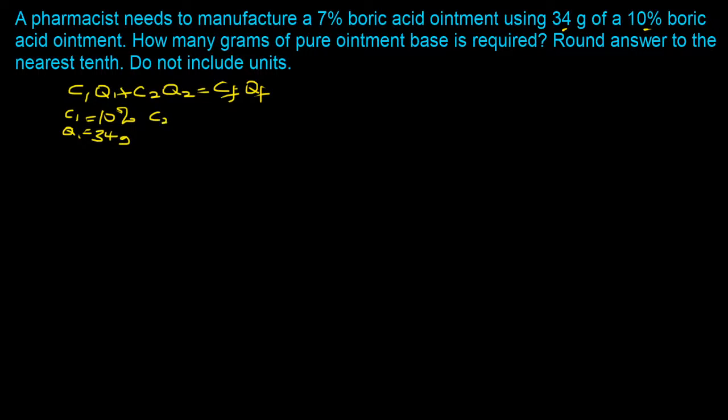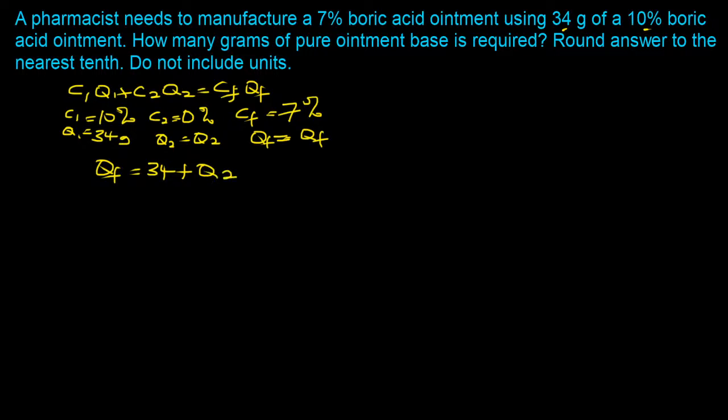And we can say our C2 will represent the concentration of the pure ointment, so that will be 0%. And the quantity of the pure ointment, we don't know that, so let's just call that Q2. And for C final, we desire a concentration of 7%. And the quantity, we actually don't have that given to us directly, so let's just call that QF, Q final. But what we do know is that your final quantity should be equal to the sum of the 34 grams and the quantity of your pure ointment base. That we do know. You're adding those two components to give you your final quantity.